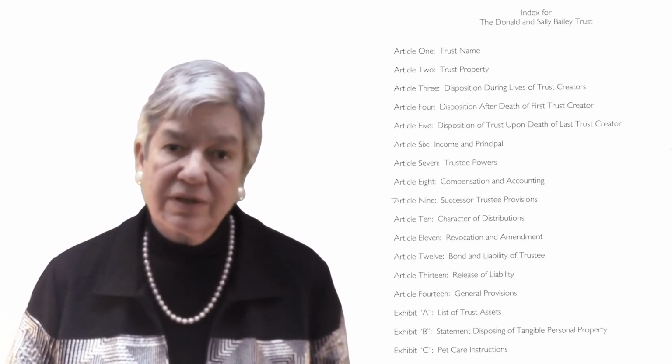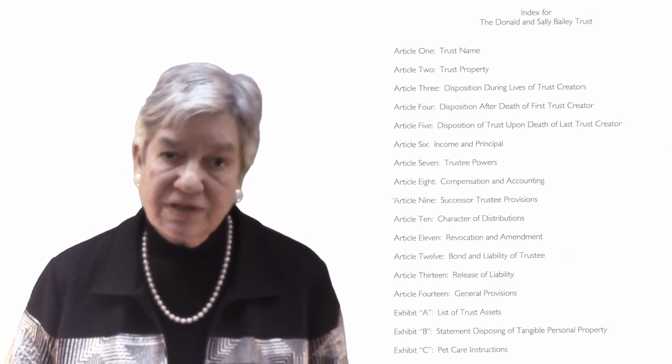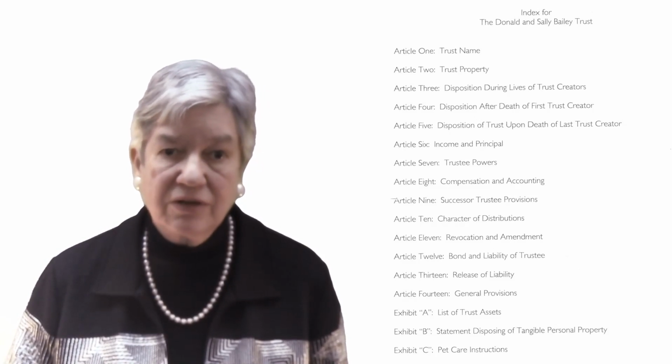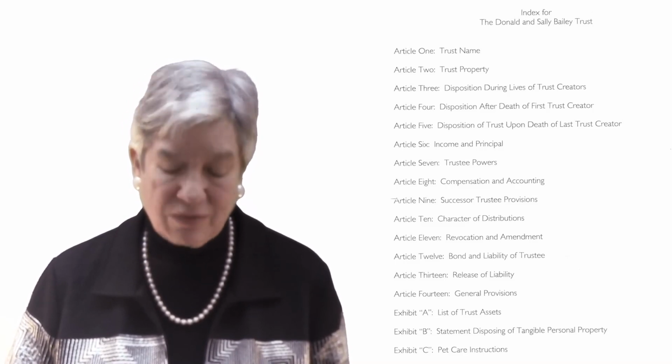Article 13 talks about release of liability. That means when the whole thing is shut down, there are certain standards to be followed so that when the trustee finally distributes the assets out, they're done. Nobody can come back later on and throw a knife in their back and say you didn't do it right.